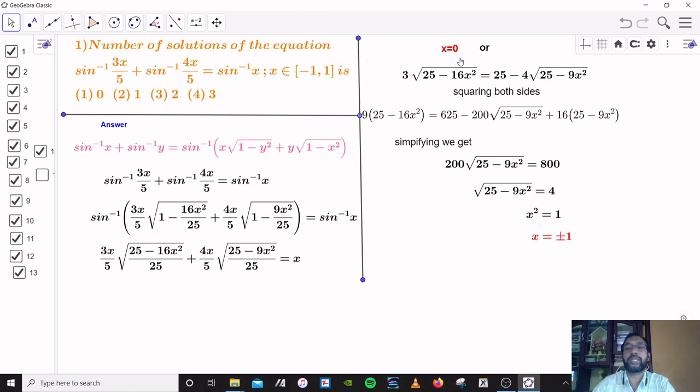Then the total number of values of x satisfying the given equation is 3, which are x equal to 0, x equal to minus 1, and x equal to 1. That means the number of solutions of the given equation is 3. Option 4 is the answer. The number of solutions is equal to 3.